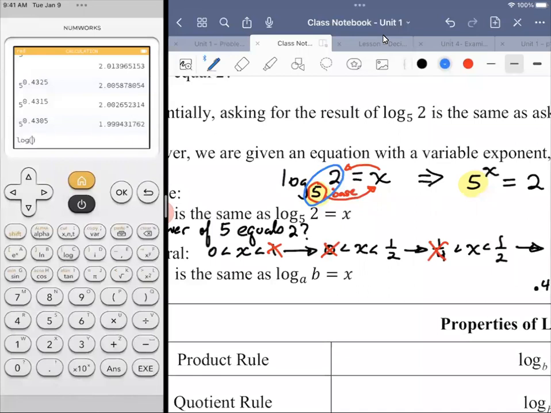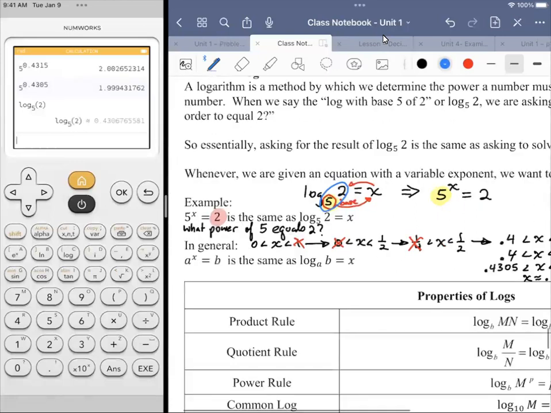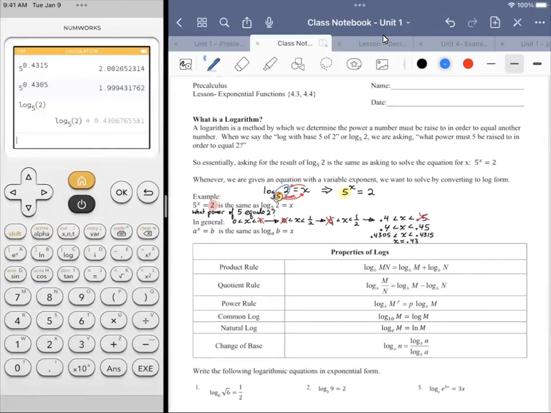You have common log. A common log has a base of 10. To get the log where you can change the base, you have to go into the toolbox, and you'll see the option here, log base a of x. Tap on that. You type in the 5, type in the 2, hit OK, and you get 0.43067, which rounds to 0.43. So instantaneously, we get the thing that it took me probably like 5 minutes to do by hand.